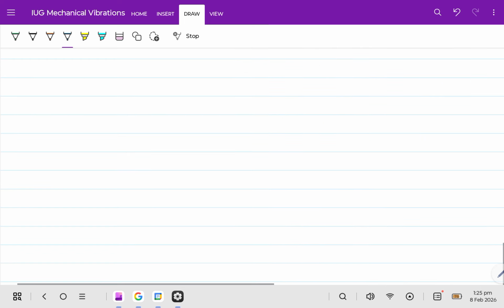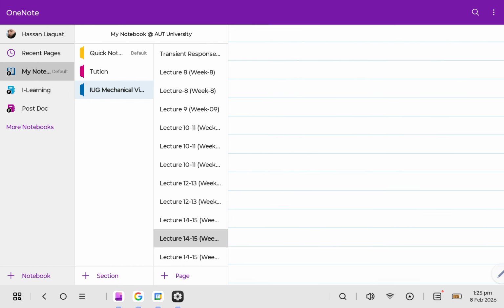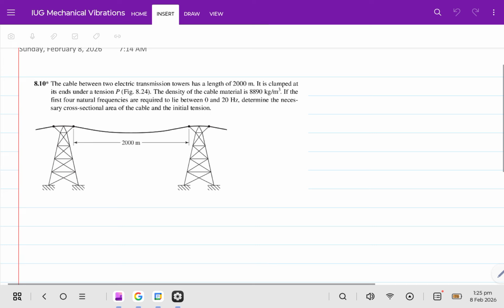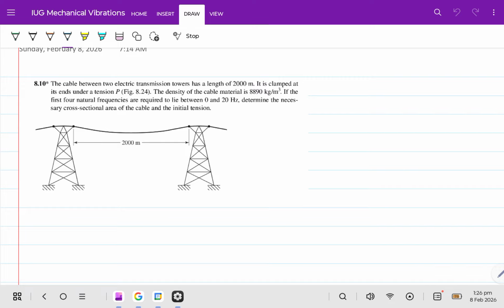So that was one of the examples. Let's jump to another one. So what it states, again we have a vibration string problem as it appears. A cable between the two electric transmission towers, so it's another problem of practical nature. A cable between two electric transmission towers has a length of 2000 meters, that is 2 kilometers. It is clamped at its end under a tension P. The density of the cable material is 8890 kg per meter cube. If the first four natural frequencies are required to lie between 0 to 20 Hz, determine the necessary cross-sectional area of the cable and the initial tension.